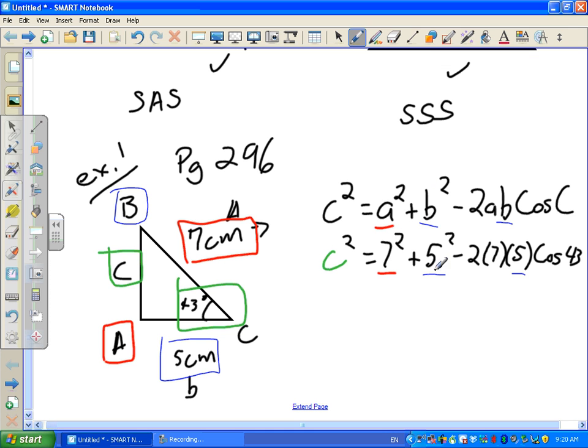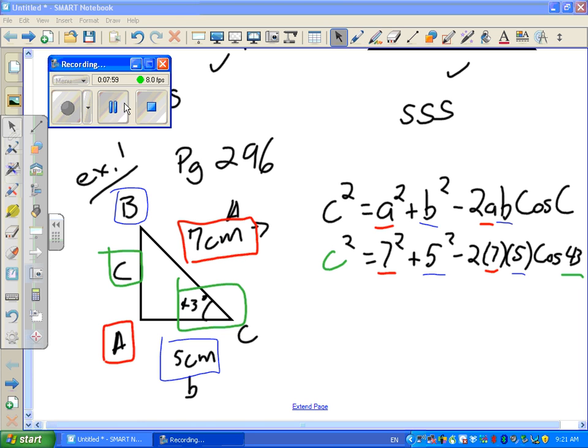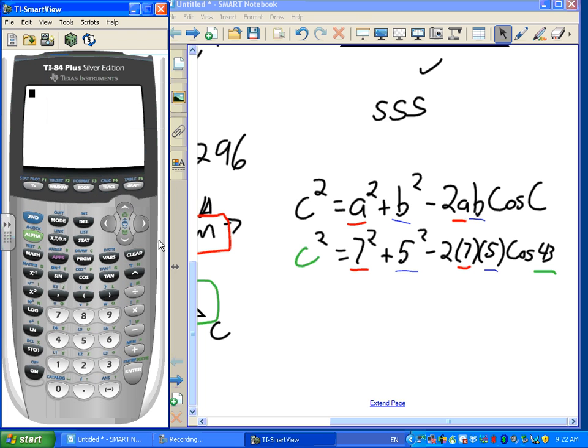A, and this was our angle C, 43 degrees. From there, we're going to be using our calculator to solve that. So, okay, let's try to keep going here.